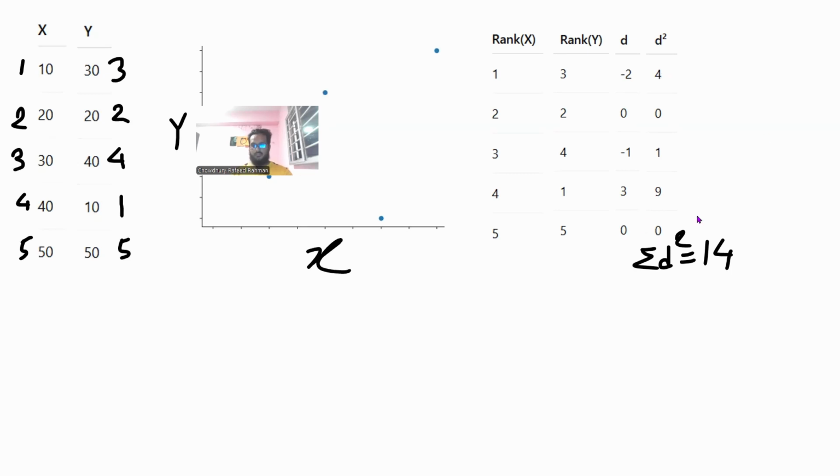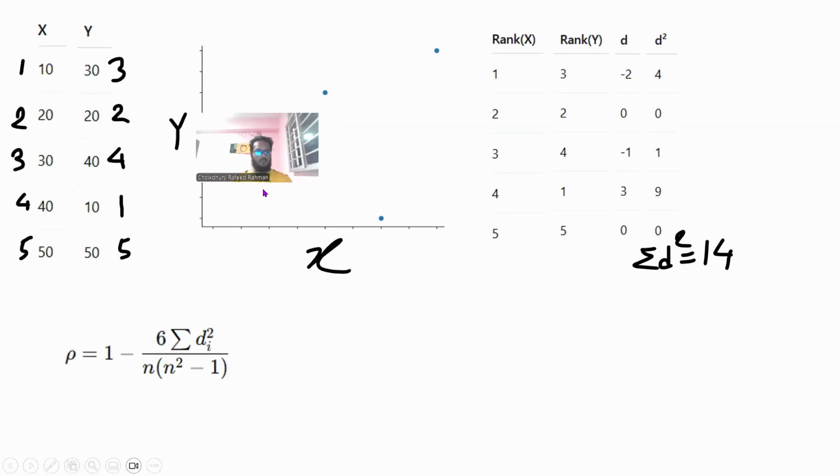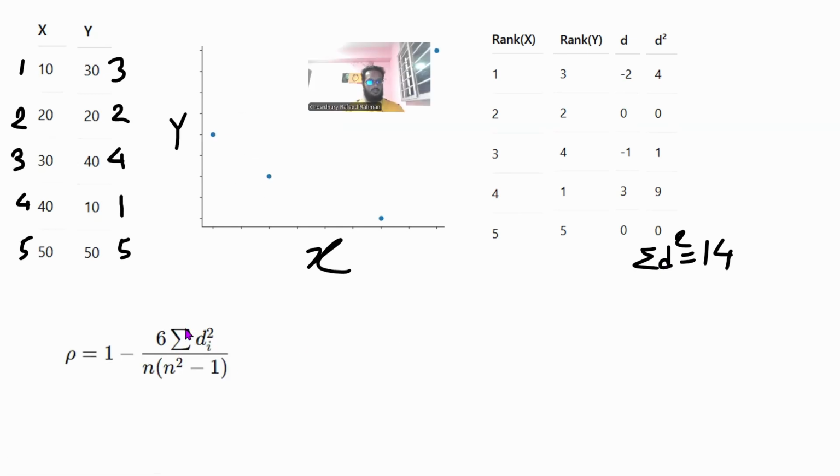So it's not very easy to sum these things up. Summation of d squared equal to 14. And so this is basically your correlation formula, right? Now this formula looks a bit hideous. I will explain in a second how this formula actually comes into being. So 6 is just a constant and 1 is right here. So this is the sum of d squared. So this is going to be 14.